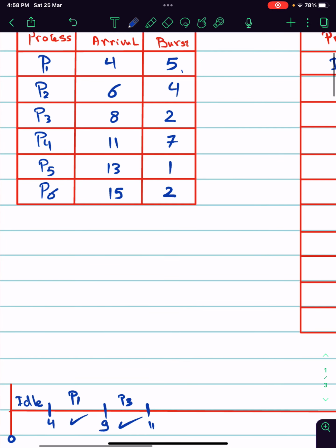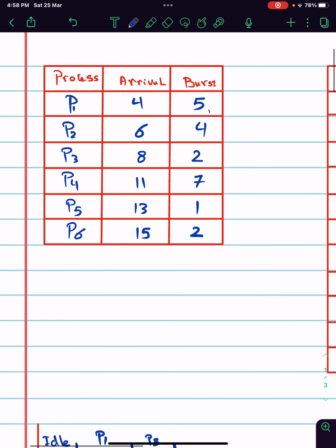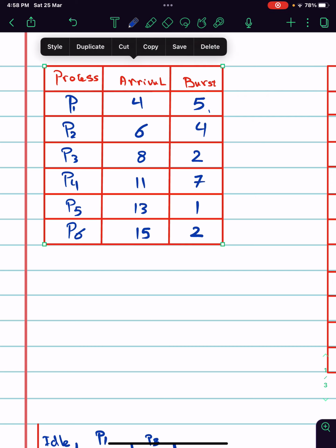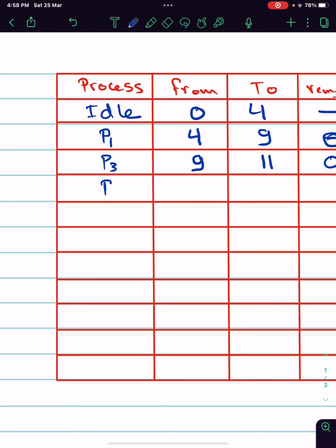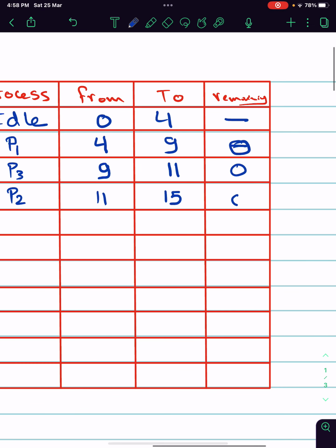Now, at time 11, you have 2 processes. P2 that already arrived at time 6 and hasn't been chosen yet, and P4 that just arrived at time 11. If you look at the bursts, you will find that P2 has a burst of 4 and P4 has a burst of 7. So of course we're going to proceed with P2, right? So P2 is going to go from time 11 all the way to time 15 because it has a burst of 4 and the remaining time is 0.